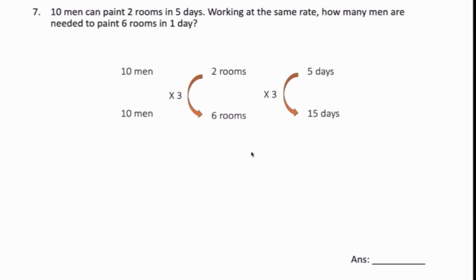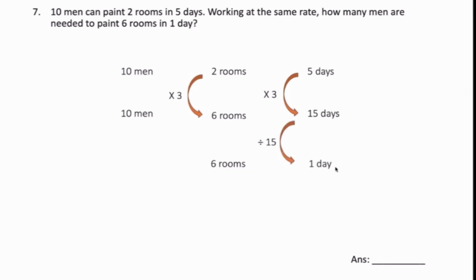Okay. Now you'll notice your 6 rooms are the same as these 6 rooms, right? So lock this. Don't change it anymore. You got it already. Next, you need to change 15 days to 1 day, because that's what is required. So to change 15 days to 1 day, you divide by 15.